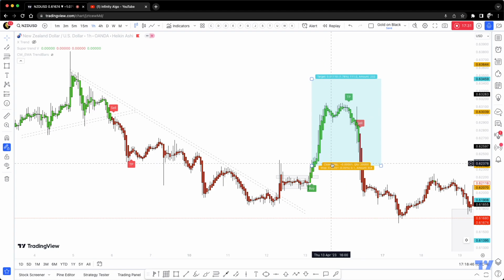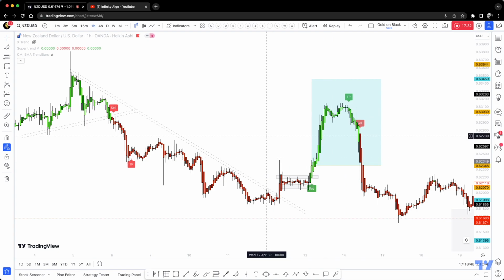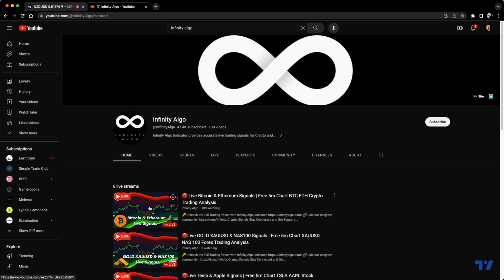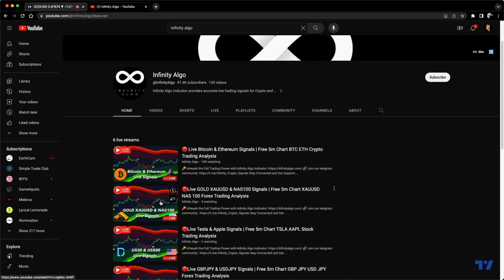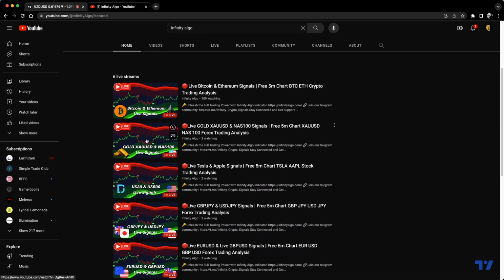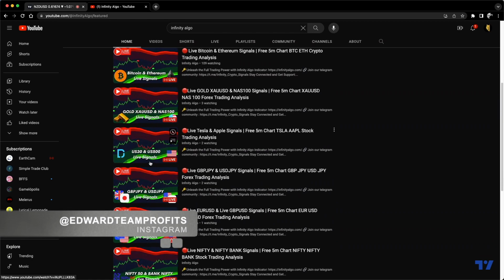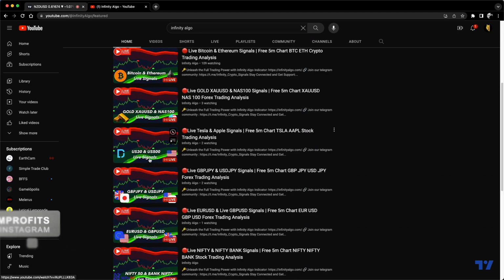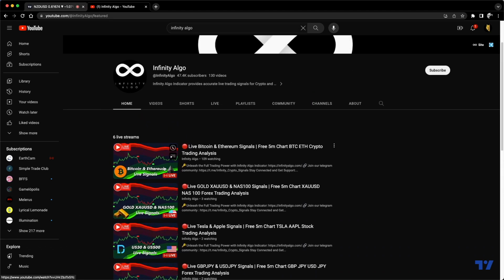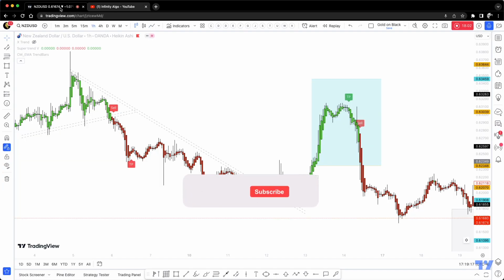And just like that, guys, you're getting a free alternative to the Infinity Algo indicator. The indicator comes with a lot more stuff that I'm not able to see, because they don't explain much about the other things they use. It could be a dungeon channel or something else in there, but I'll figure it out later. But this is part two.